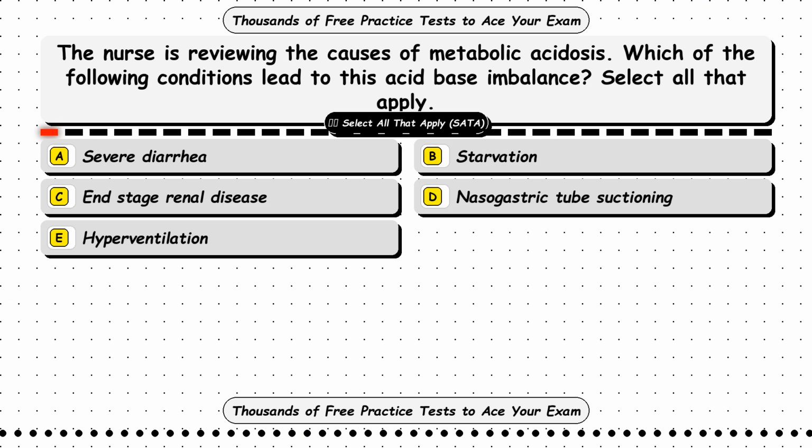Question 44. The nurse is reviewing the causes of metabolic acidosis. Which of the following conditions lead to this acid-base imbalance? Select all that apply. Option A, severe diarrhea. Option B, starvation. Option C, end-stage renal disease. Option D, nasogastric tube suctioning. Option E, hyperventilation.